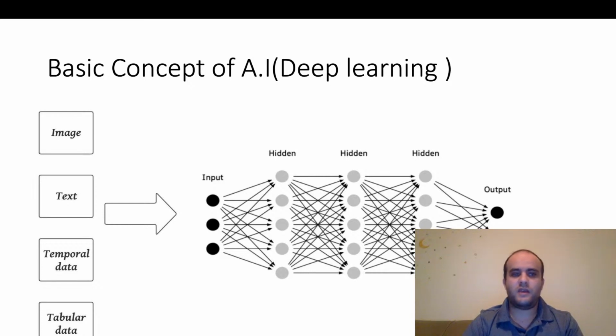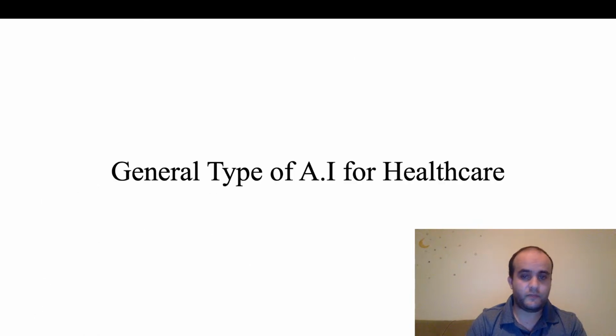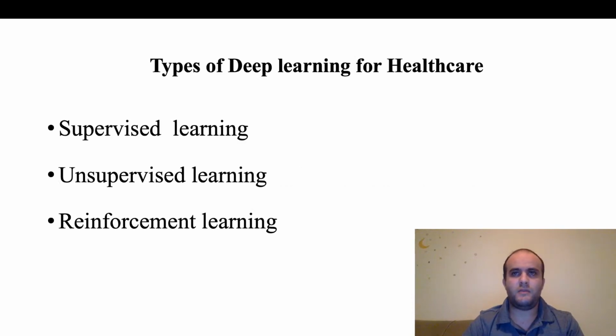The same thing can be applied to text. We have text from, for example, electronic health records or social media, and we also have temporal data, time-related data. We will give one example when we go forward in these slides. In general, AI for healthcare can be divided into three types. It could be other types, but these are very common general types. The first one is supervised learning.